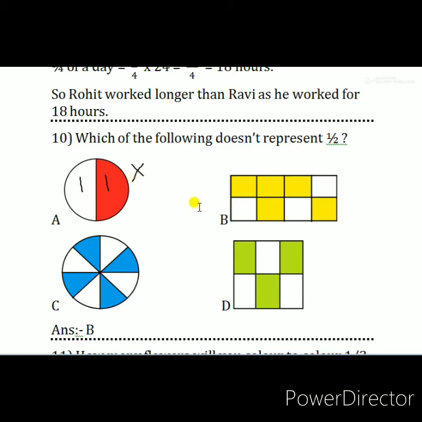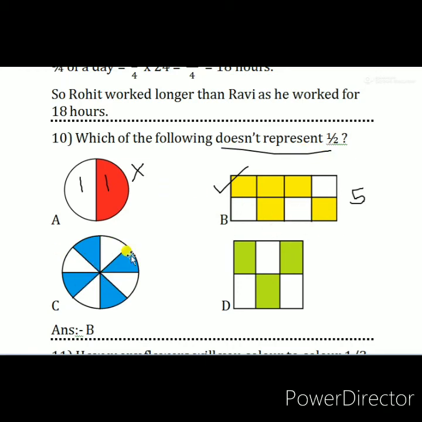Now the B option. Here the rectangle is divided into 8 equal parts. Out of that, 5 parts are colored. So half of 8 is 4 parts. We know that half of 8 is 4. Here 5 parts are colored. So this is not equal to half of the 8 parts. So this option doesn't represent half.